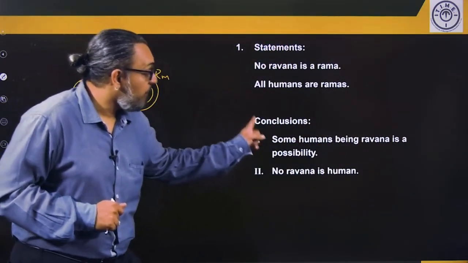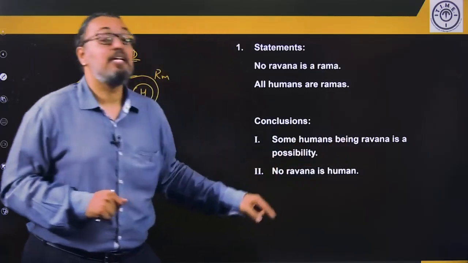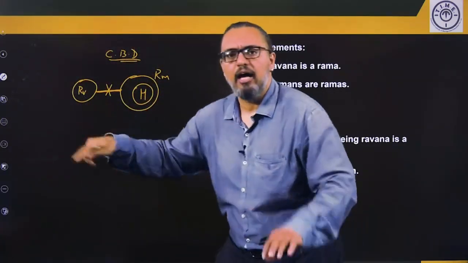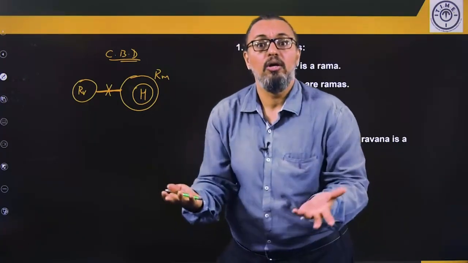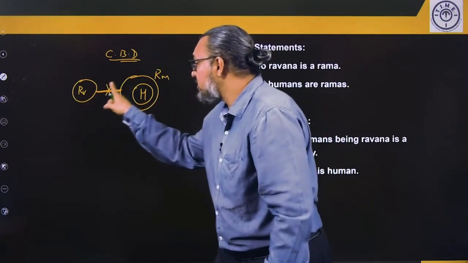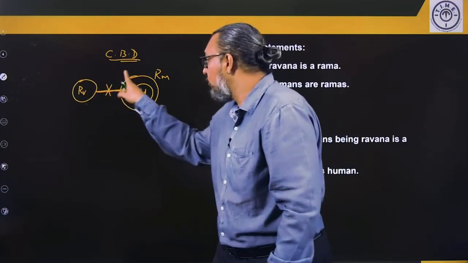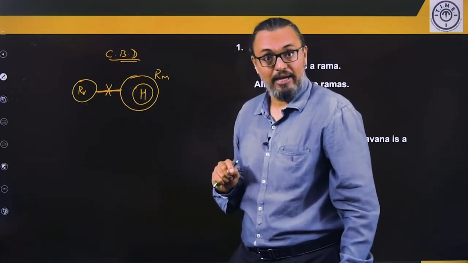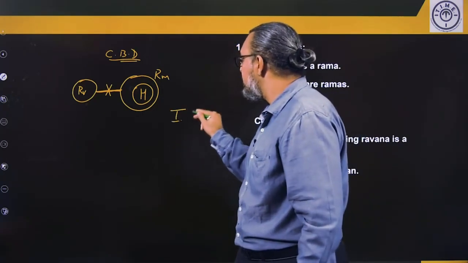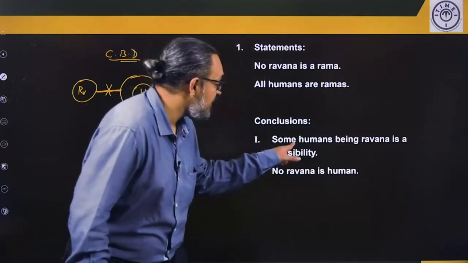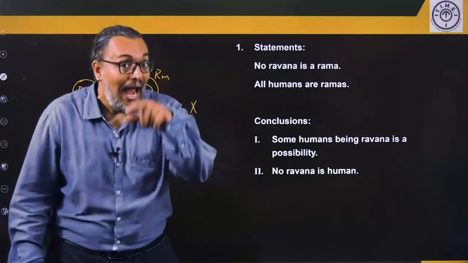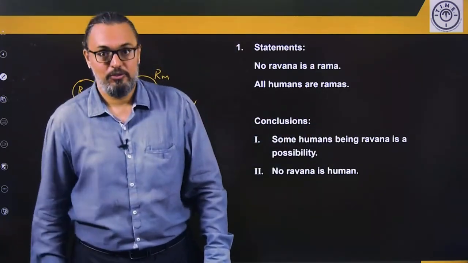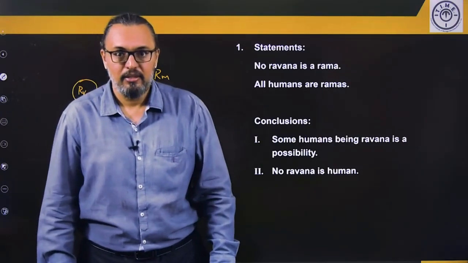The first one says some humans being Ravana is a possibility. Is it possible to have human and Ravana overlap with each other? No. Because like I said, if Ravana has to overlap with human, it first has to overlap with the Rama circle, which is not allowed. So, conclusion 1 straight away you can say does not follow, because it says is a possibility. Had it said is not a possibility, then you would say it follows. Understanding the point here?